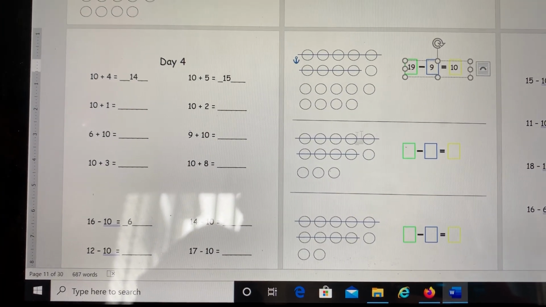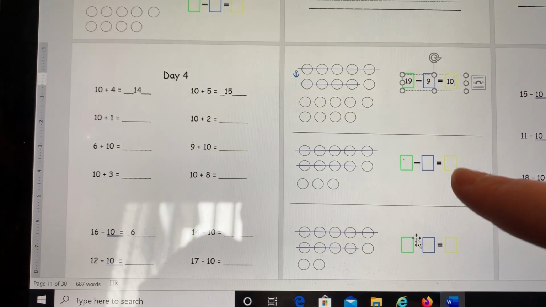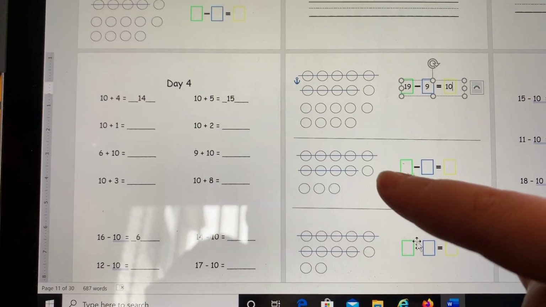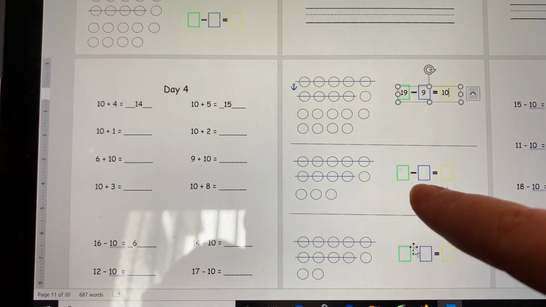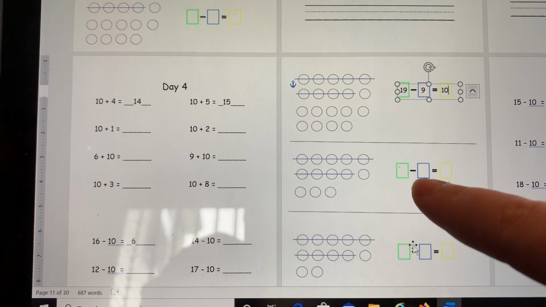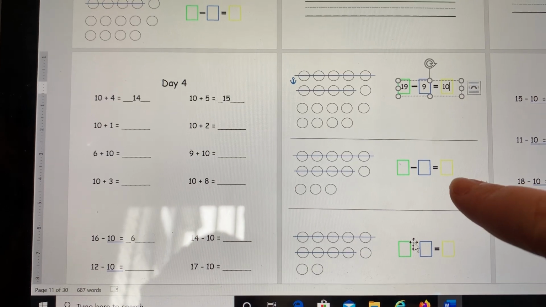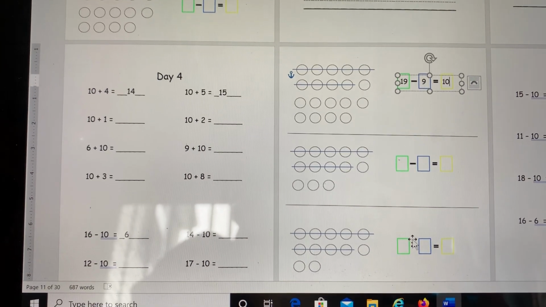You're going to do the same thing for these 2 problems. You have to fill in all of the parts. How many circles are there all together? That goes in the green box. How many circles did they take away? That goes in the blue box. How many circles are left? That goes in the yellow box.